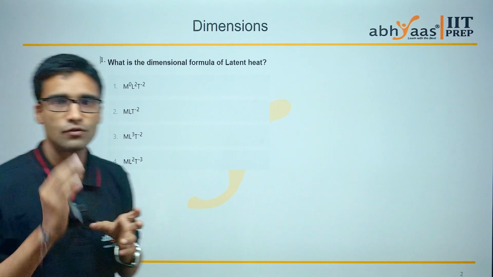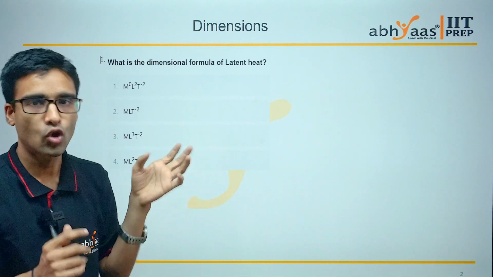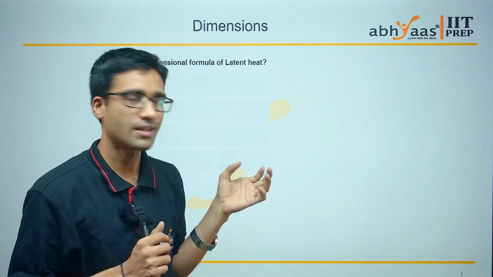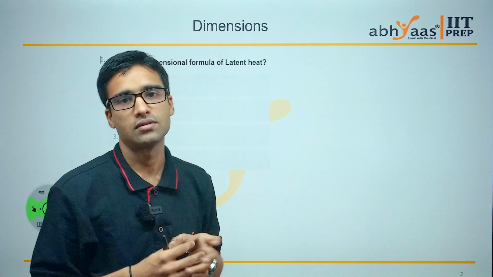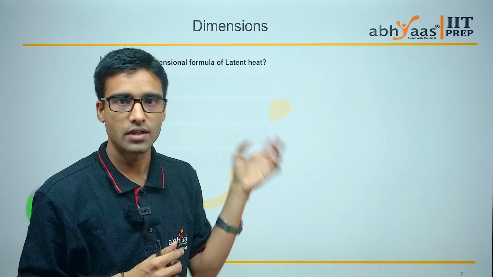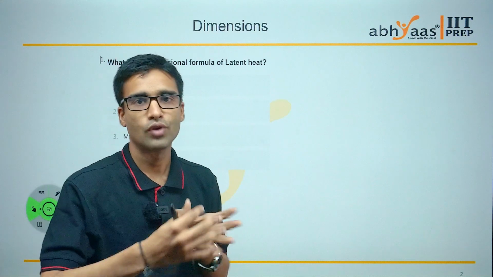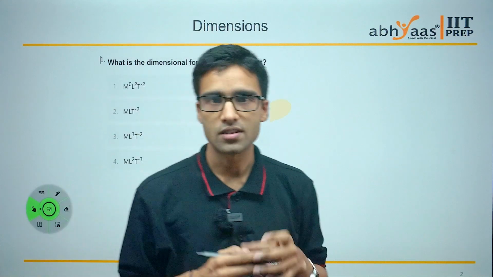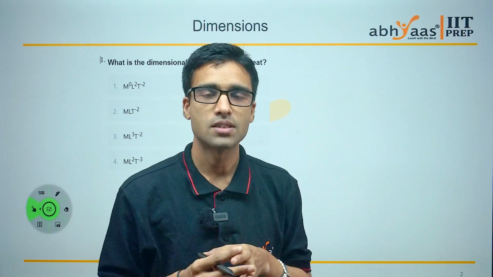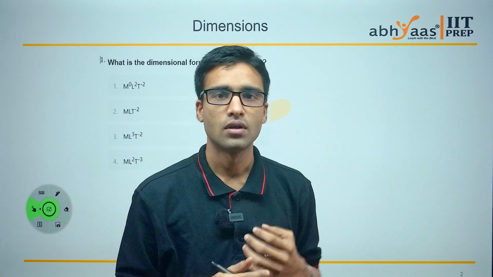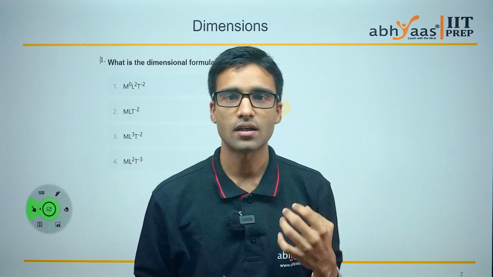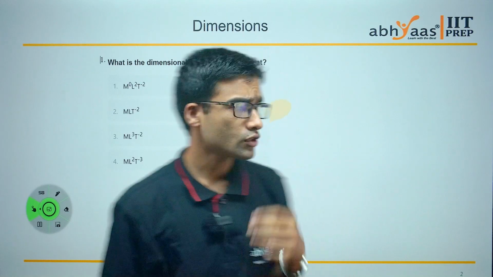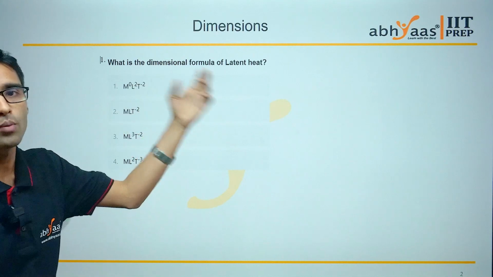In this chapter, first we have topics related to dimensions. I kept the questions according to topic wise. First topic is dimension or dimensional formula. Then we have dimensional analysis or principle of homogeneity, then errors in measurement. These are the topics in which the questions came in 2024. This video is completely sticking to the 2024 previous year Physics JEE Mains questions. So first question is, what is the dimensional formula of latent heat?